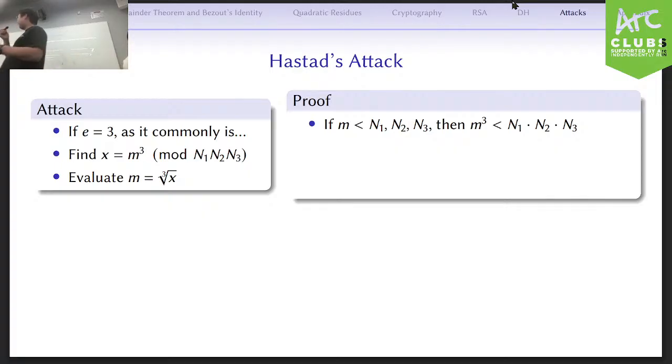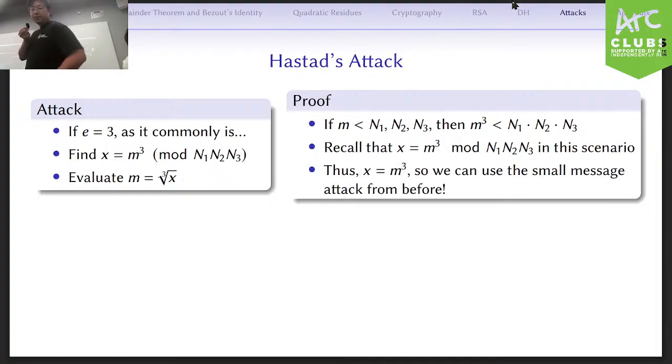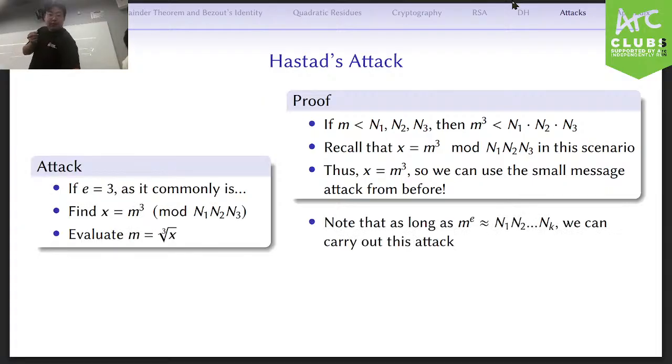So m is less than n1, n2, n3 individually, which means that m cubed is less than n1 times n2 times n3. Hopefully at this point, this is looking pretty similar to our small message attack, because the x that we've just found is equal to m cubed mod n1, n2, n3. So we just use the small message attack from before. Because m cubed is less than the modulus n1 times n2 times n3, we can just take the cube root of x, and that will get us back to our message directly.